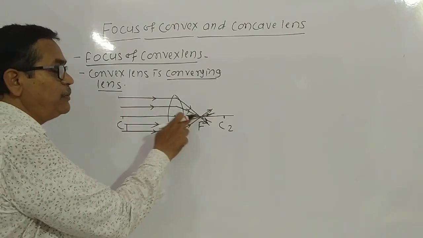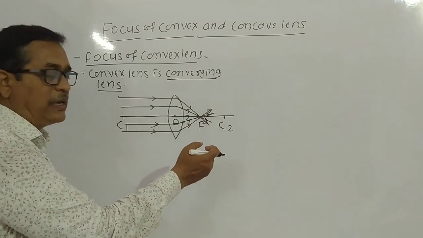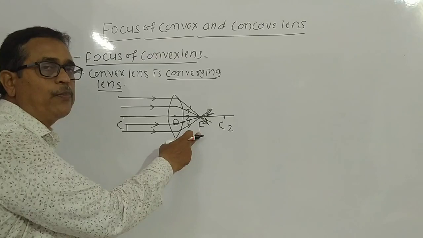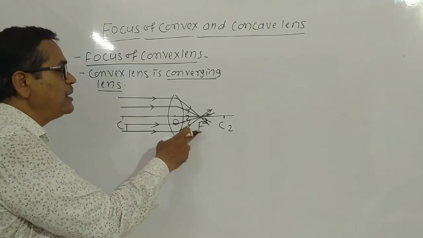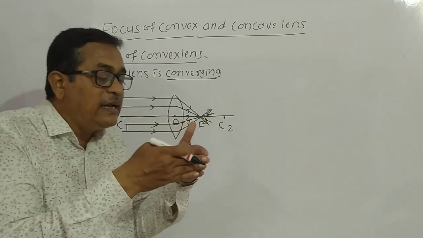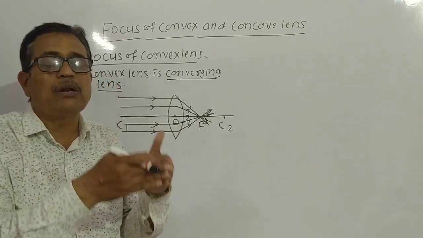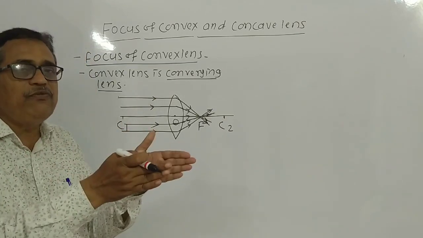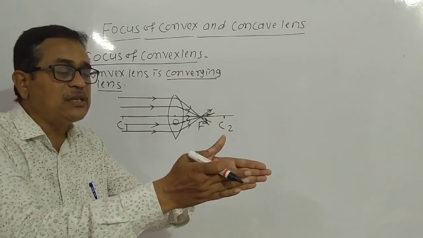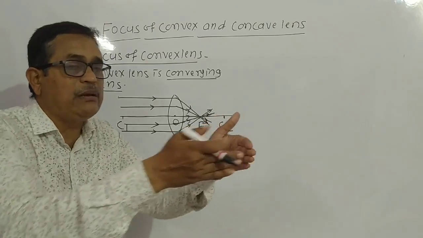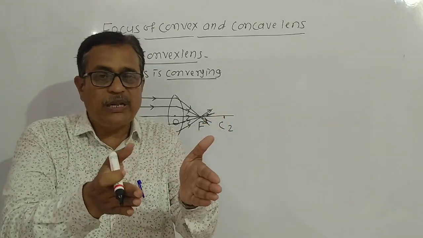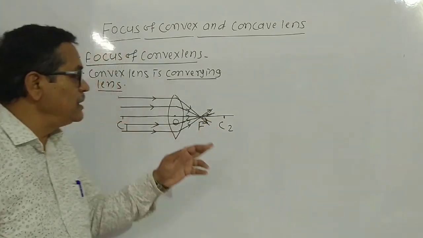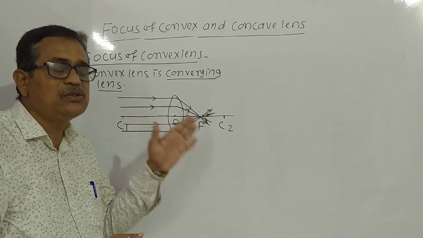All the refracted rays meet at a single point in front of the lens, in the second sphere. That is called the focus of convex lens, and in this way all the light rays are collected at the same point. Hence convex lens is called a converging lens. It means light rays from infinity, parallel to the principal axis, meet after refraction. After refraction they meet at a single point, and hence that is called convergence of light.